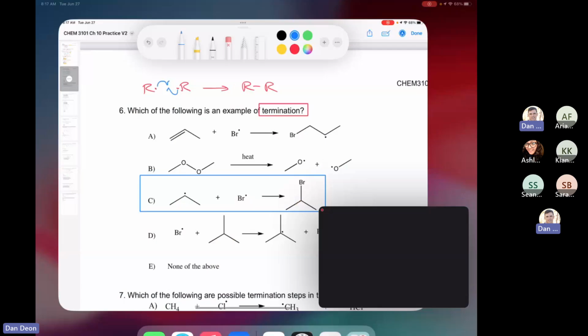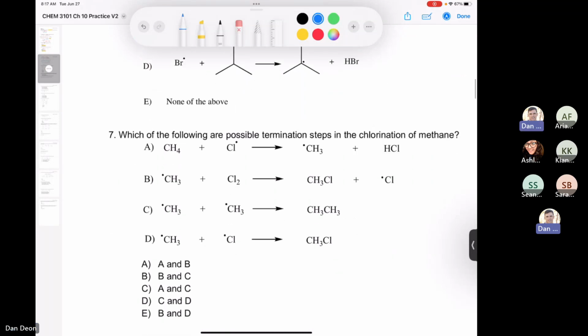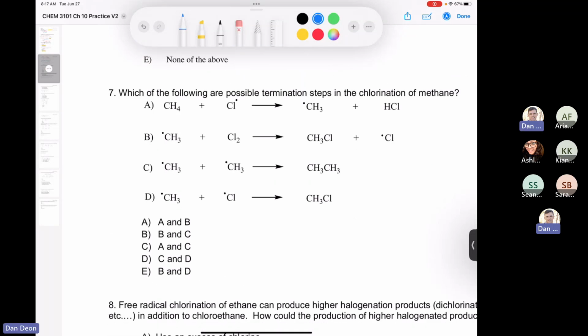Okay, so moving right along, we're going to pick up where we left off. We just finished question number 6. Let's move on to question 7. Which of the following are possible termination steps in the chlorination of methane?